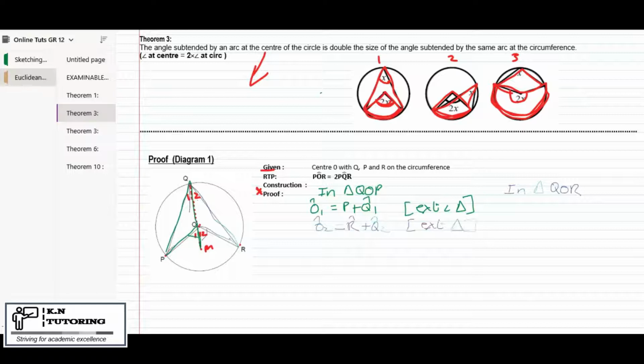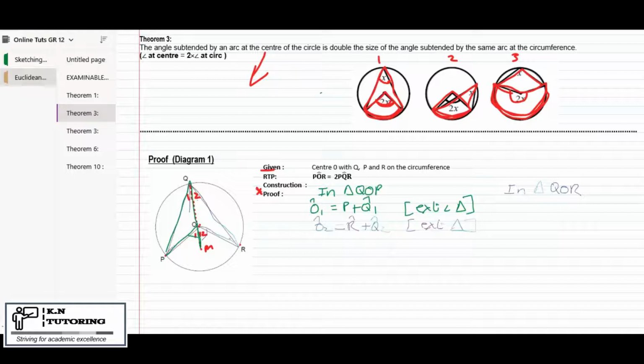Oh, this pen doesn't look nice, so let me get another pen. Okay, so we've established that after constructing this line here, which joins Q to O and prolongs to M, we discover that we've got two triangles here, and then we've got the exterior angles outside, which are equal to the sum of the interior opposite angles on both triangles.